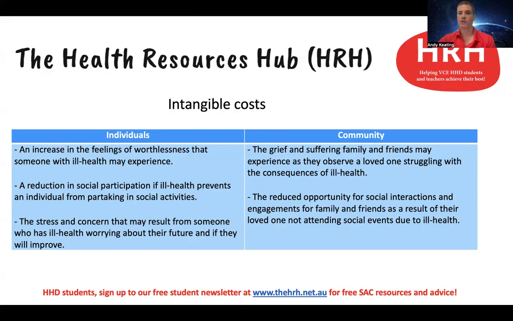And then the community, so the grief and suffering that family and friends might experience as they observe a loved one struggling with the consequences of ill health or a health condition, and the reduced opportunity for social interactions and engagement for family and friends as a result of their loved one not attending social events due to ill health. So this is more about those individuals within the community that are associated with that person with ill health or the health condition and how it can have an impact on them as well. So these intangible costs for the community as a result of that health condition.